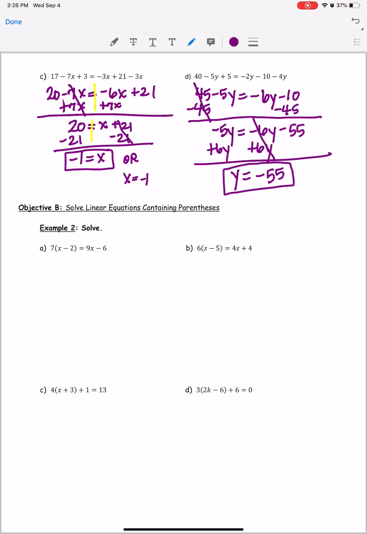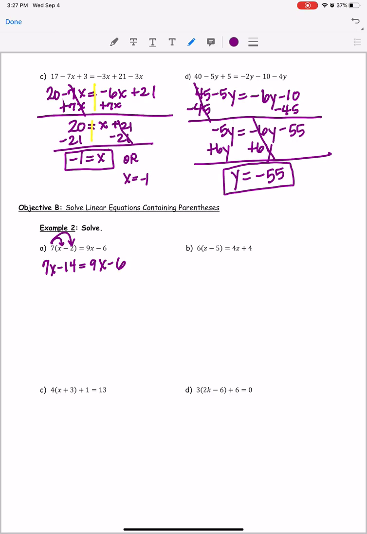All right, a couple more problems. And now these all have to do with parentheses. So now step 1 is actually going to apply. Now we are going to be distributing. So step 1, if parentheses are present, distribute. So that means we got 7 times x and 7 times negative 2. Bring everything else down.